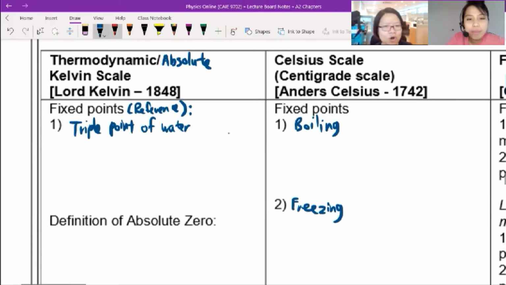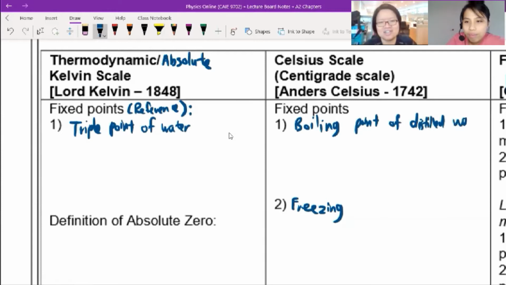Okay, so let's compare the fixed points between Kelvin and Celsius. If you look at Celsius, your fixed point, as mentioned in the previous video, is your boiling point. Boiling point is, in inverted commas, a double point. Why is boiling point a double point? 100 degrees Celsius is the temperature where gas and liquid can exist in equilibrium at the same time.